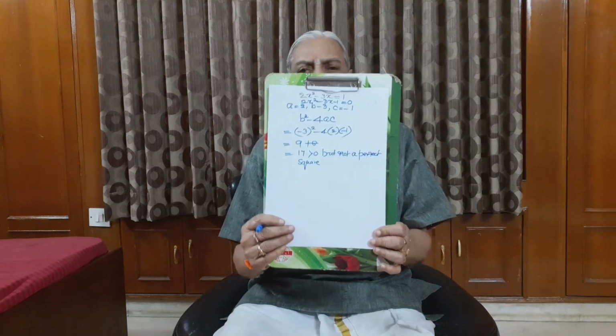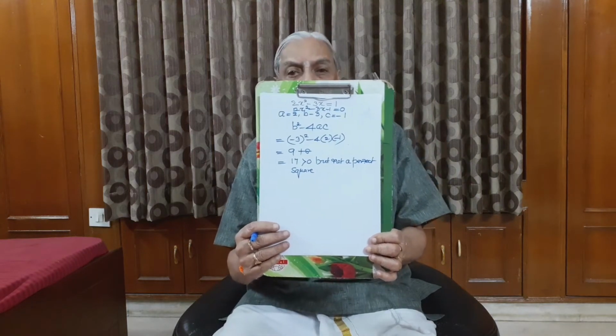And it is certainly greater than 0. But not a perfect square. That is a very important point you have to note down. If it is greater than 0, is it a perfect square or not? I will check. Here it is not a perfect square. Then what is your conclusion?